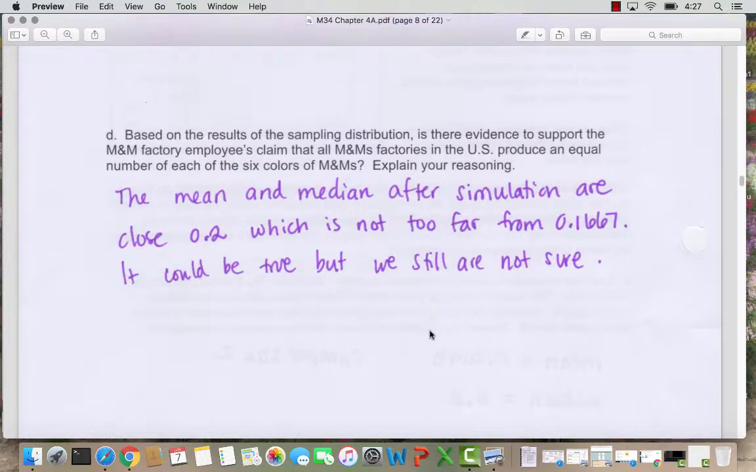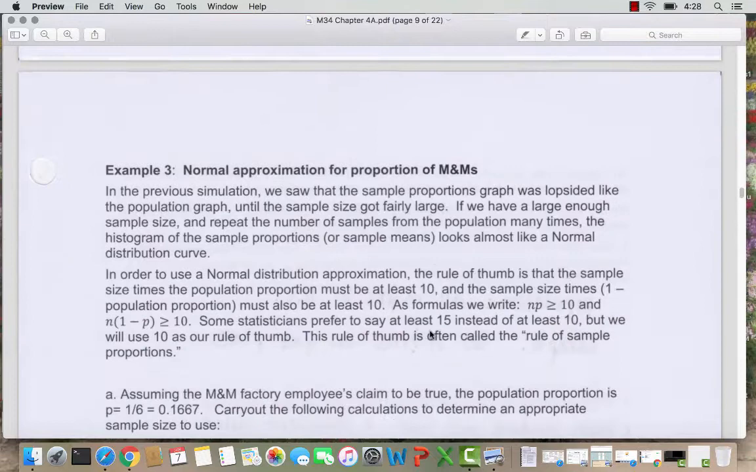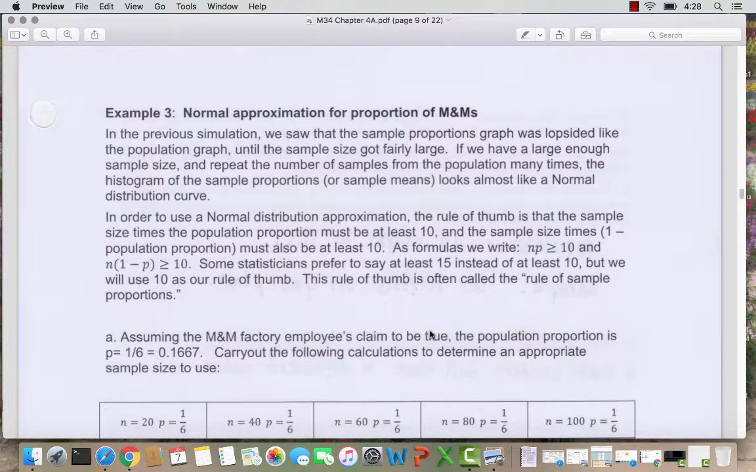So we want to think about, based on the results of our sampling distribution, is there good evidence to support the M&M Factory's employees' claim that all M&M factories in the U.S. produce an equal amount or an equal number of each of the 6 colors? So we say the mean and the median after simulation are close to 0.2, which is not too far from 0.1667, which is 1/6 as a decimal. It could be true, but we're still not sure. So let's continue our investigation.